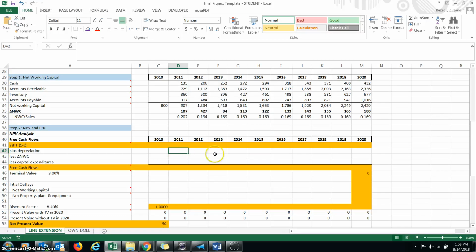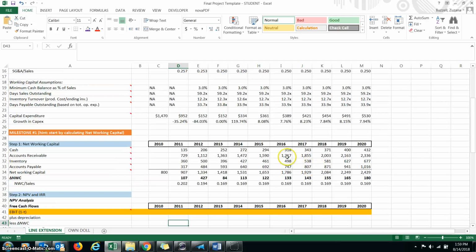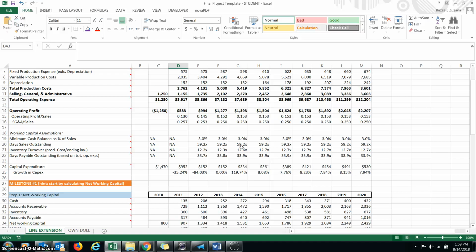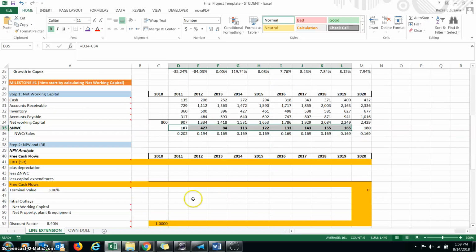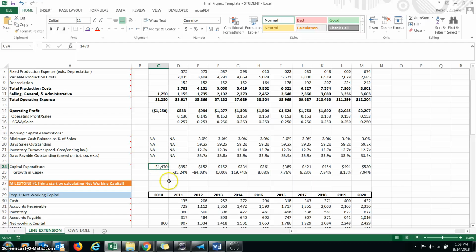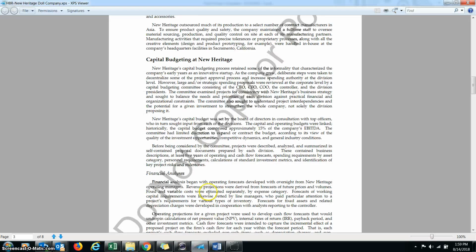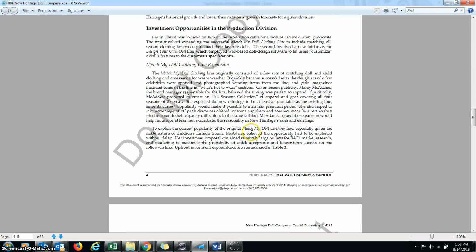Then you have plus depreciation, and that will start in 2011 because, as you know, depreciation actually helps you decrease your tax base. And then you will subtract, this should be negative, your net working capital change. So you will subtract this number, okay? And then the next negative number will be your less capital expenditures. And this is where many of you made a mistake. You have counted this one, the capital expenditure right here on line 24.